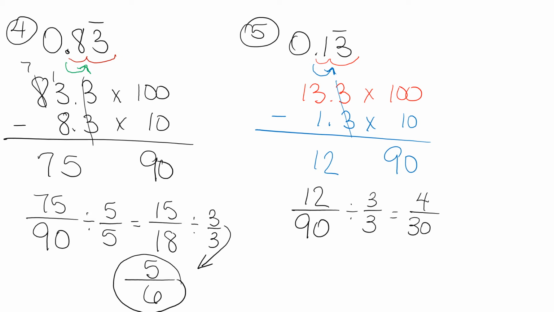This is still not in simplest form, so we're going to need to divide out a 2 from the top and the bottom. 4 divided by 2 would give me 2. 30 divided by 2 is 15. Now you're in simplest form.